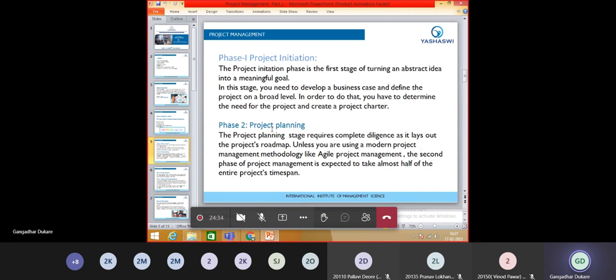Yes, does anyone know the details of 7M? Man, money, machine, material, methods. Sir, every time I get only two factors. Does anyone know the 7M? The 7M of management, the 7M of the systems that we utilize in any project management process or organization.